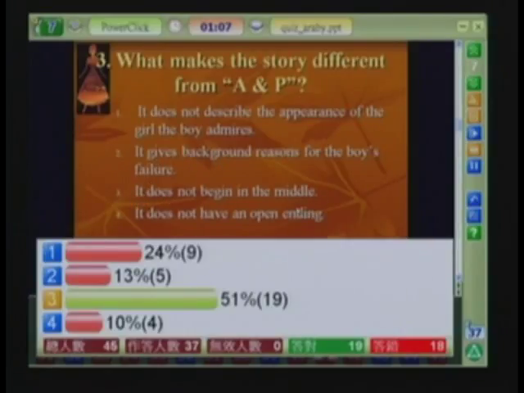But Araby does not begin in the middle, okay? AMP does begin in the middle. You know, in the Latin term, in medias res. Basically, AMP is special because it begins in the middle and then Sammy plunges us right into the middle of his action. And the action develops very fast.